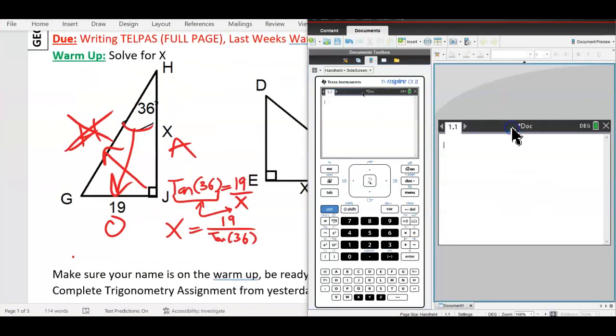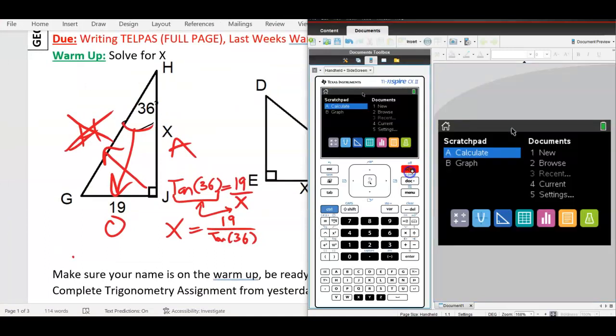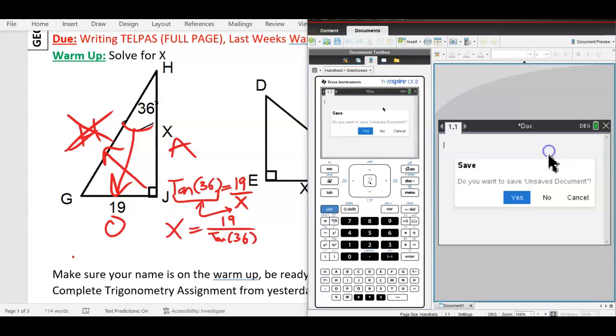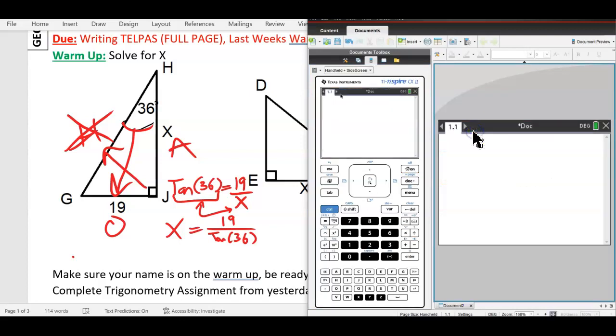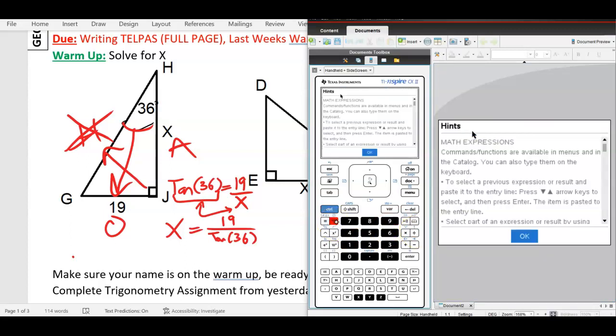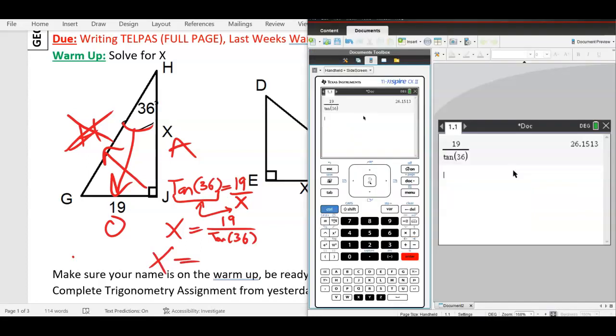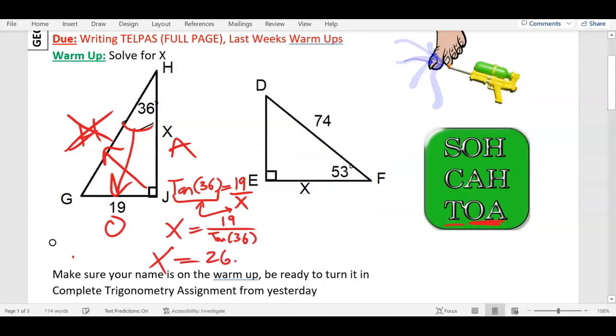All right. Now let's type this in. Oh, by the way, settings, document settings, angle degrees. It's got to be in degrees mode. So we're going to hit 19, control, divide, tan, go to trig button, and then 36. Ta-da! We get 26.151, makes the 5 go up or stay the same? Stay the same, so 26.15. The units of measure are missing, it's all good though.